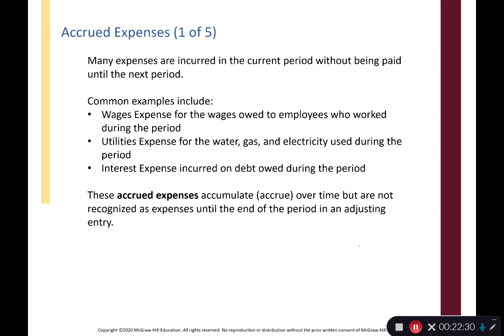Moving on to our final example, accrued expenses. Many expenses are incurred during the current period but haven't been paid yet, so we're going to pay for them after. That's what makes them an accrual. Wages, utilities, and interest are some common examples. These accrued expenses accumulate over time but are not recognized as expenses till the end of the period in an adjusting entry. Remember, we don't want to recognize this stuff daily. It takes too long and it'll be too costly.